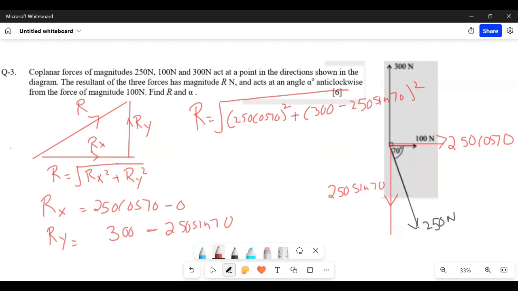Oh, sorry, there was another horizontal force that I've missed. There was also this 100 newton force. So plus 100. And here also we're going to do plus 100 in the same bracket. Okay. So when you enter all of this in the calculator, you'll get R equals 196.5886, which rounds off to 197 newtons in three significant figures.